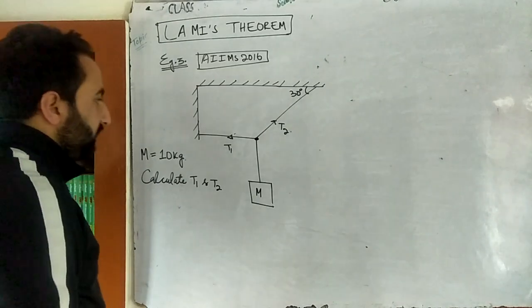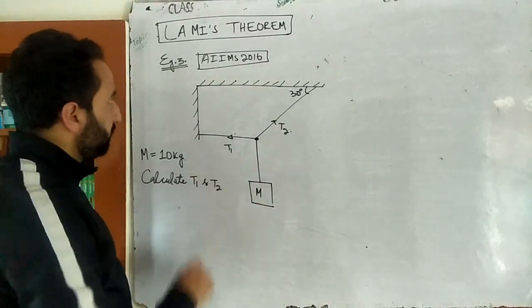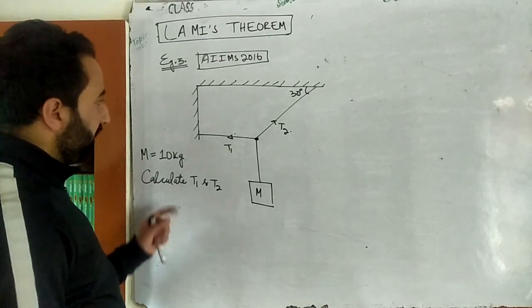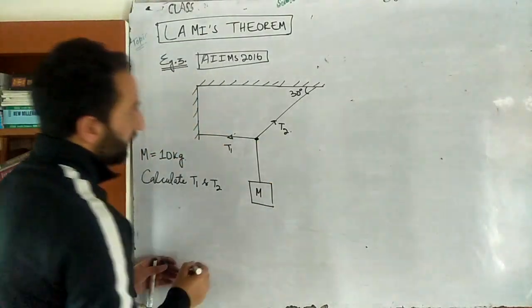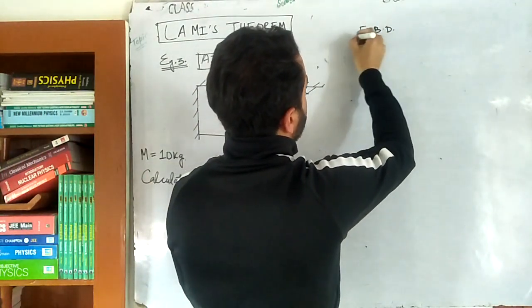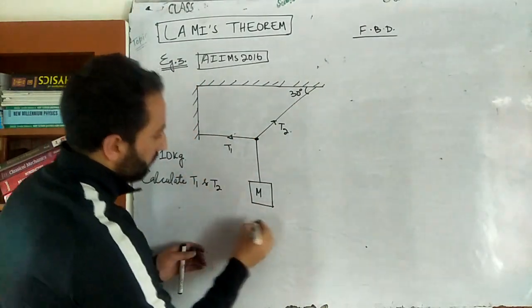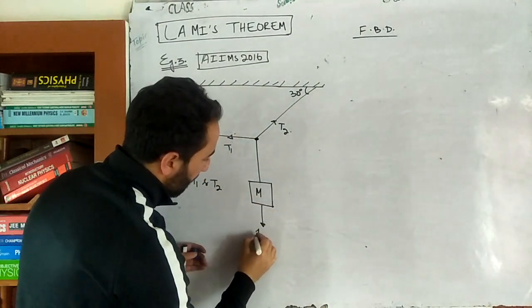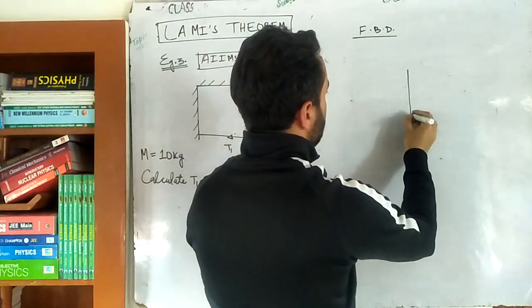Example number 3 now, asked in Amazon 16. Okay, so this is a note here. Mass of the block is given, that is equal to 10 kg, and calculate T1 and T2. Okay, so simply again construct the free body diagram here. So here I will write down the free body diagram. यहाँ मैं लिखूँगा बेटा free body diagram. Okay, so free body diagram will be like this. This block is 10 kg, so in the downward direction there will be 100 Newton force. Simple.